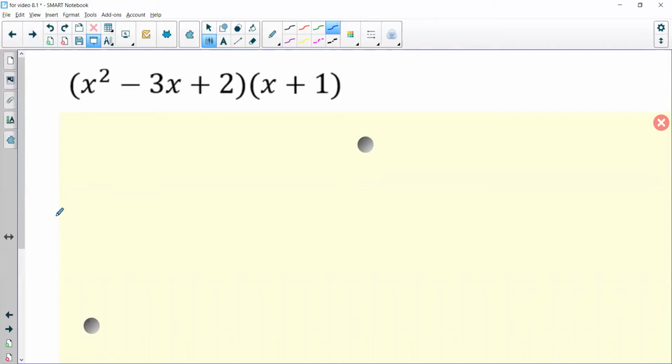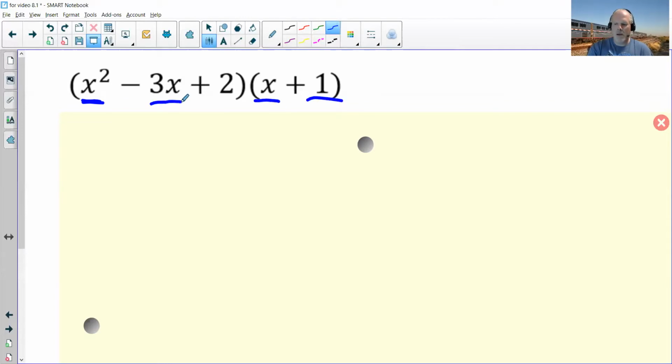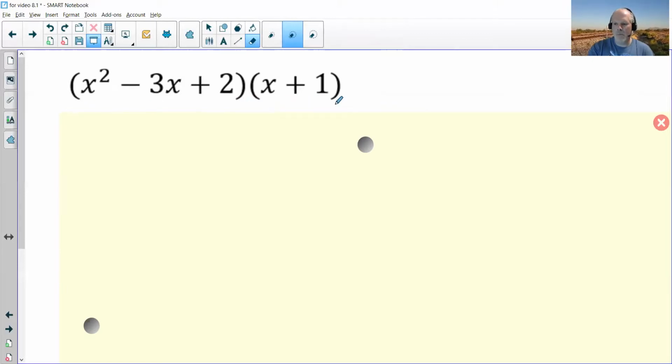We can take this a step further. So instead of multiplying a binomial times a binomial, we could also multiply a trinomial times a binomial. Now, there's no helpful acronym to use on this one. So you just have to remember that every term in the left set of parentheses multiplies by every term on the right. So this negative 3x will multiply by x and by 1, and the 2 will multiply by the x and the 1. So everything in each set of parentheses multiplies by everything in the other set of parentheses.